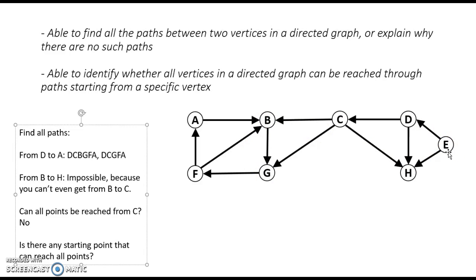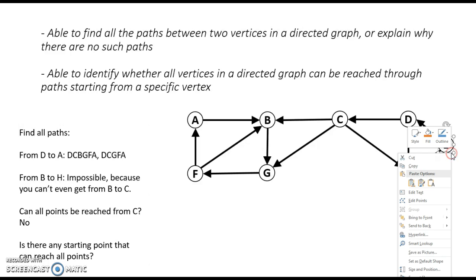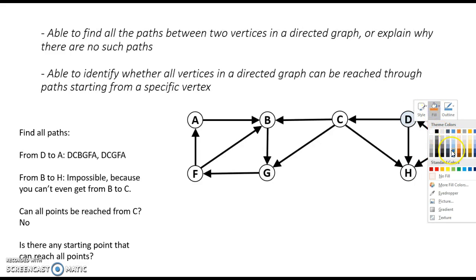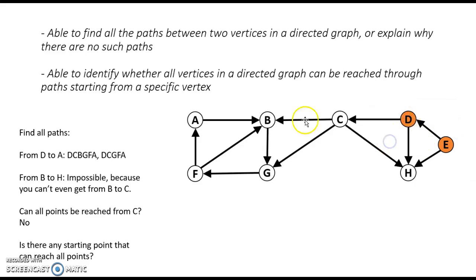So from E, if we did start at E, notice that we could get to D and H. Let me just fill in D, for example. And from D, we could get to C. And then from C, we've already seen in this previous question that we will be able to reach all of these points once we get into C. So this gives us our answer that there is one and only one starting point to give us all the points, and that would be E.